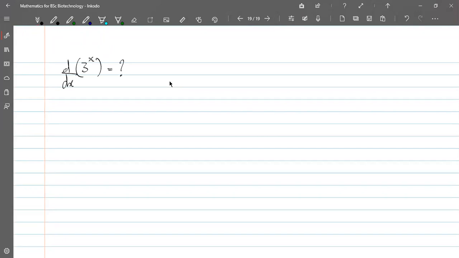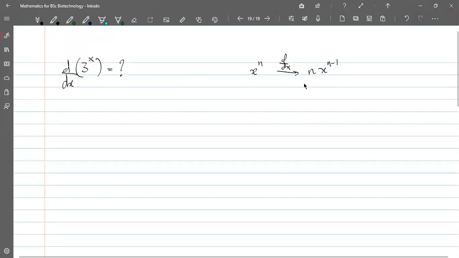This is not a polynomial. If it was a polynomial, you would have terms of the form x to the power n, and their differentiation, as you know, is n x to the n minus 1. So any term of this kind can be differentiated easily. This is one of the first derivatives that we obtained. So this is not difficult, but this is not a polynomial.